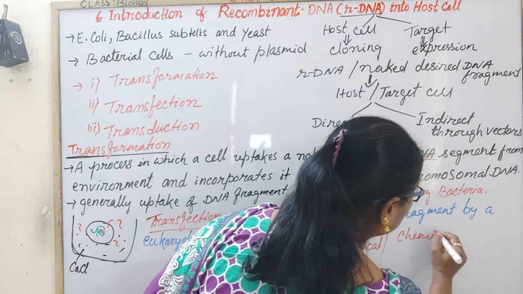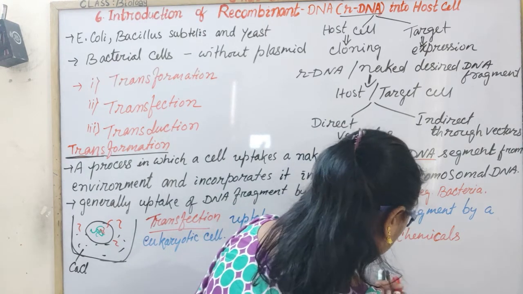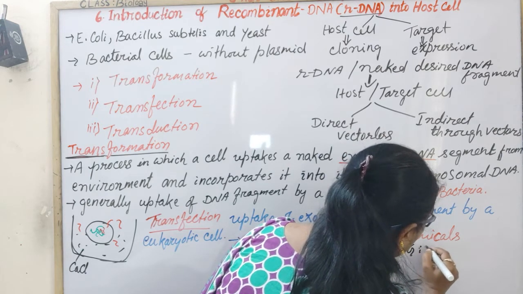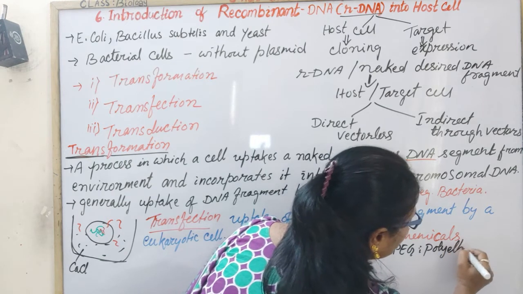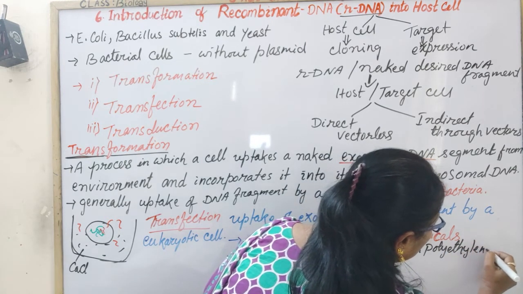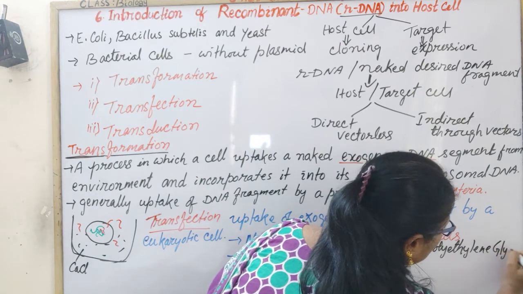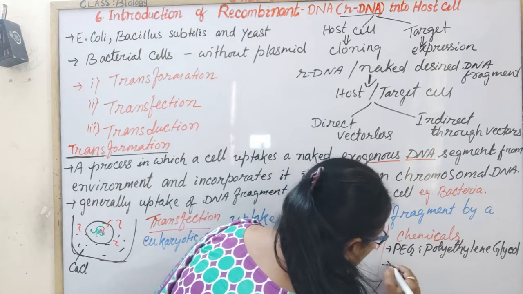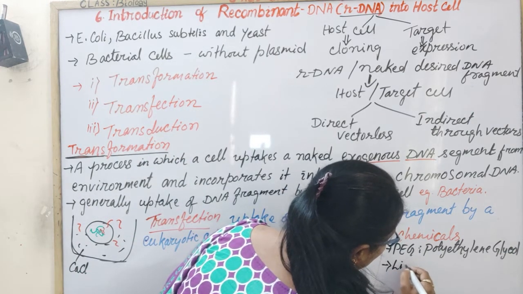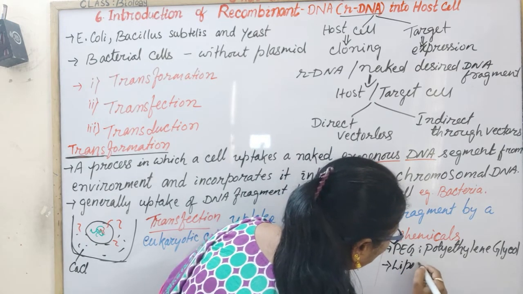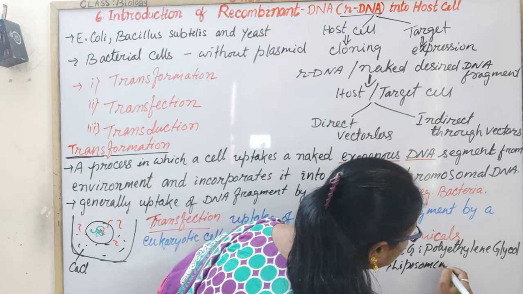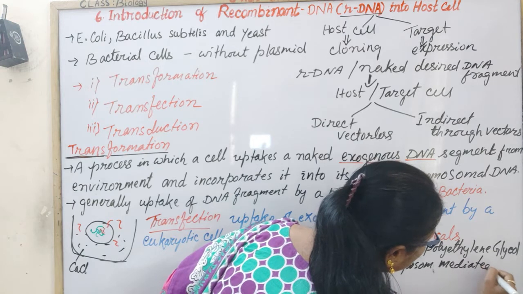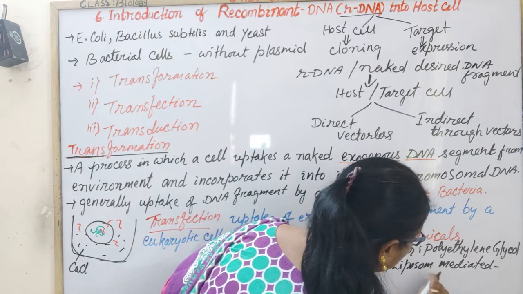In the chemical method, the materials used for the transfer of the genetic material may be PEG, polyethylene glycol, or liposome mediated, we can say lipid bags. Liposome mediated is nothing but the lipid bags.